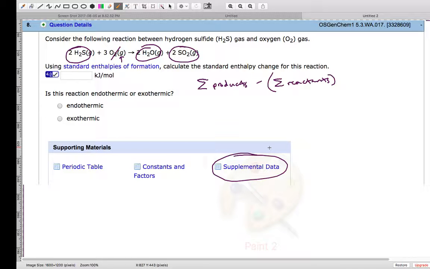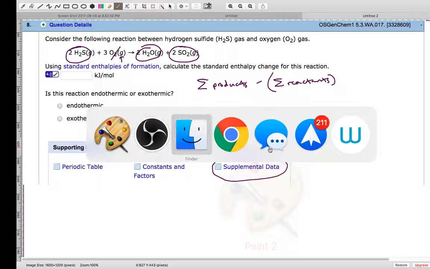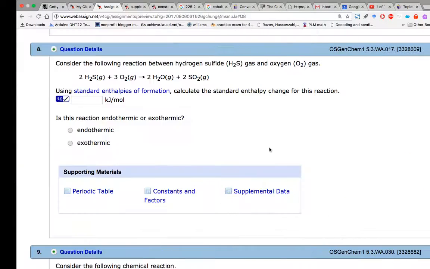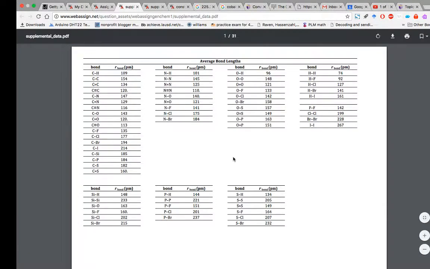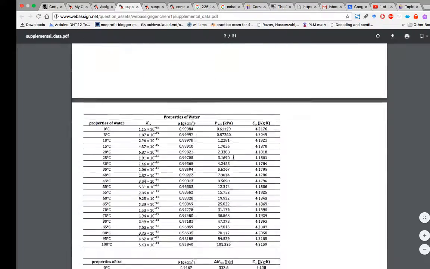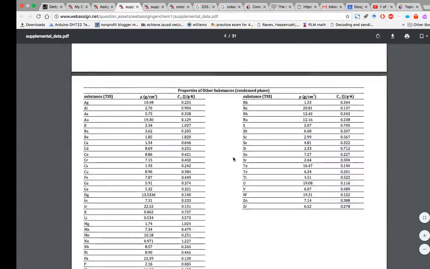There is a problem on the practice quiz very similar to this. But anyways, let me show you where to find the enthalpies of formation. So you can add up the products and the reactants and then subtract them. You find them right here, the supplemental data. You click on that, you get this nice little PDF. Scroll down, and we're looking for enthalpies of formation.